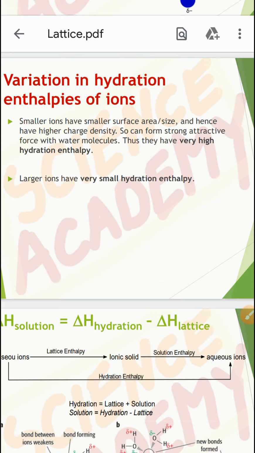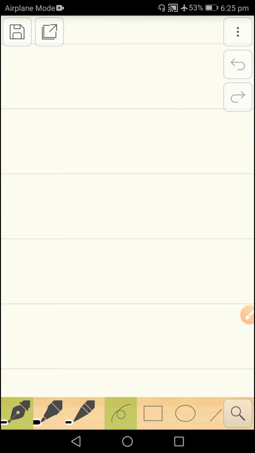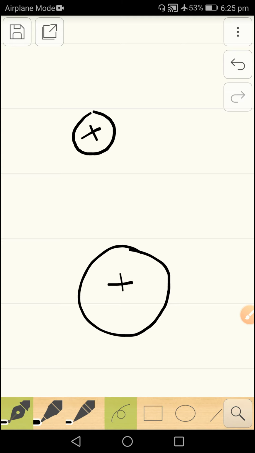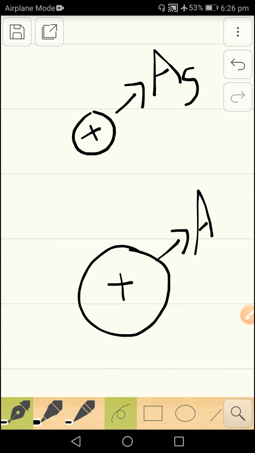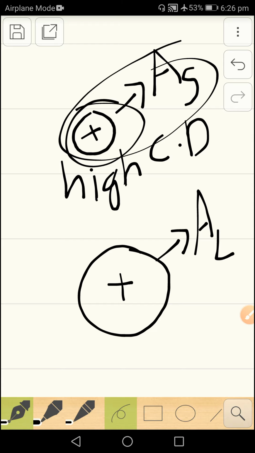So the variation in hydration enthalpies. You know that hydration enthalpy is the formation of attractive force between water molecules and the ions. So let's move here. Look, for example, you are taking a very small ion having a single positive charge and a larger ion having a single positive charge. So this ion has a smaller surface area or a smaller size, but this ion has a larger surface area, isn't it? So this ion has a high charge density. That means this ion can form a strong attractive force with the water molecules, all right?